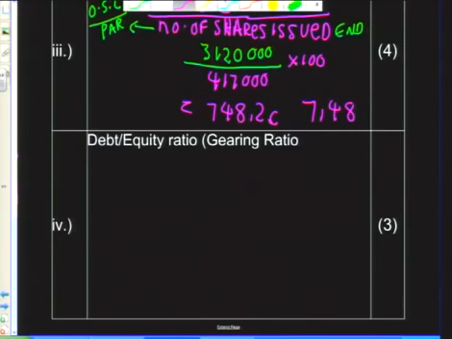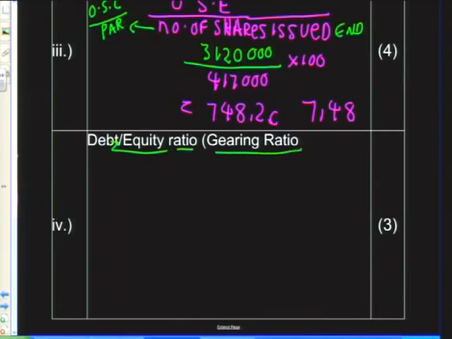Right, guys, let's move on to the next ratio, your debt equity ratio. And remember, I spoke about this, guys. Sometimes they call this the gearing ratio. Your debt equity ratio, we're obviously going to be looking at your non-current liability compared to your ordinary shareholders' equity. Debt equity. Remember, don't swap them around. Ordinary shareholders' equity, we've already used that figure, and that was the figure above, the 3,120,000. That was your total shareholders' equity.